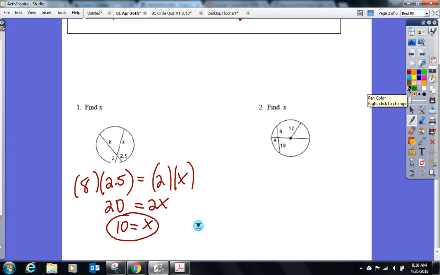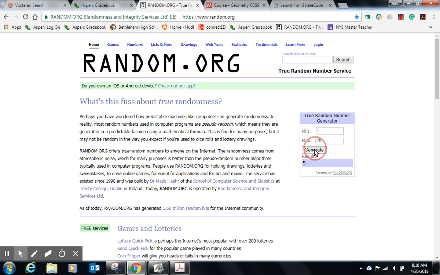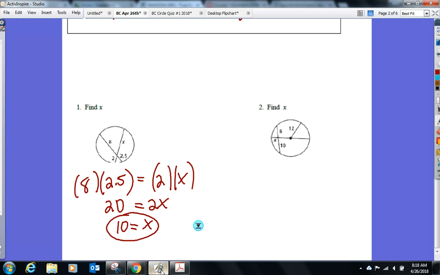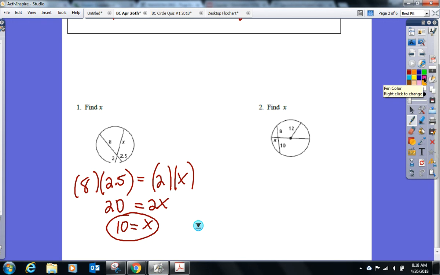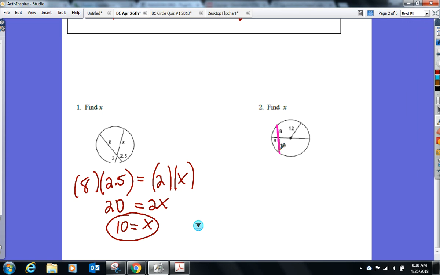Next one. I'm going to need a student for this one. Who's got 26? All right, let's go, Lauren. Ready? Do you see two chords in the diagram? Well, let me start there. Name one chord. Okay, everyone see, here's chord number 1. I'm going to do it in pink. Do you see another chord in that diagram?